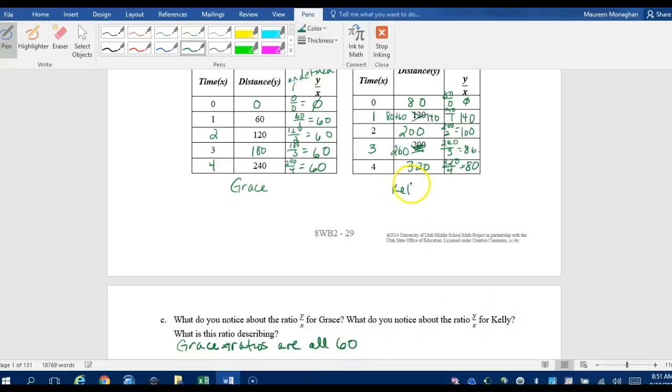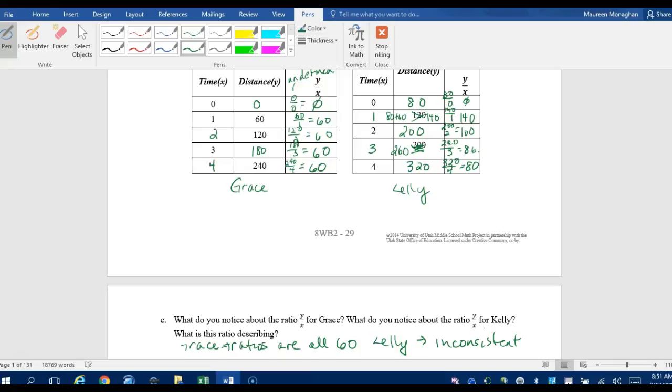This is Kelly over here. Oh wow, they're all over the board. 140, 100, 86 point something, 80. So for Kelly, it's inconsistent. We do not have the same ratios.